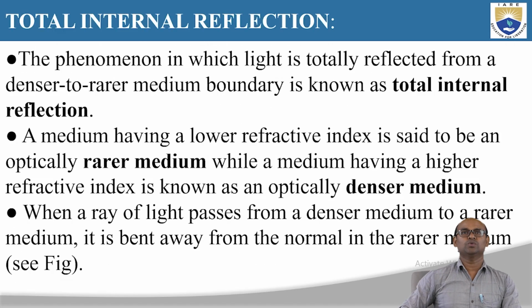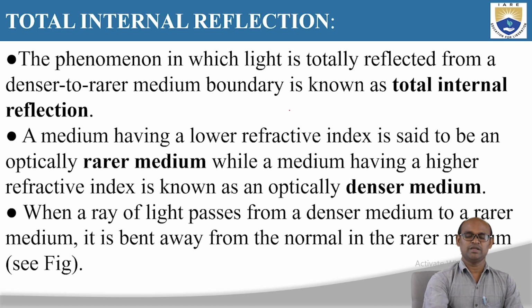Okay. As I mentioned earlier, when does total internal reflection occur? That is what we are going to discuss now. And what is this total internal reflection? Before discussing the conditions for total internal reflection, it is better to define what it basically is. Total internal reflection is a phenomenon in which light is totally reflected from a denser to rarer medium boundary.